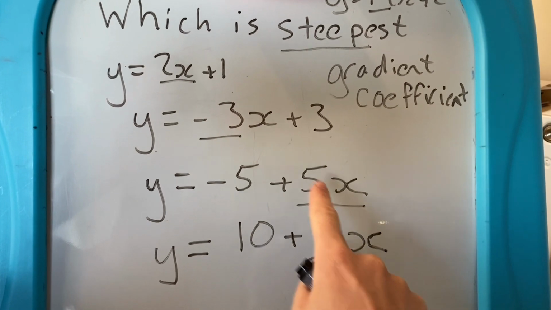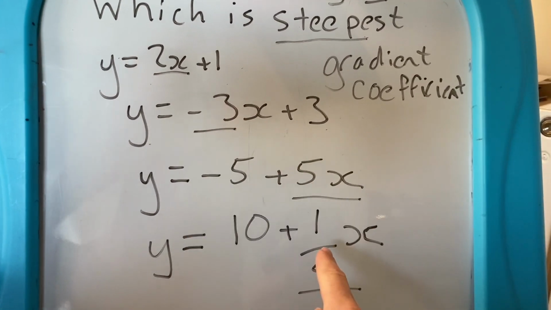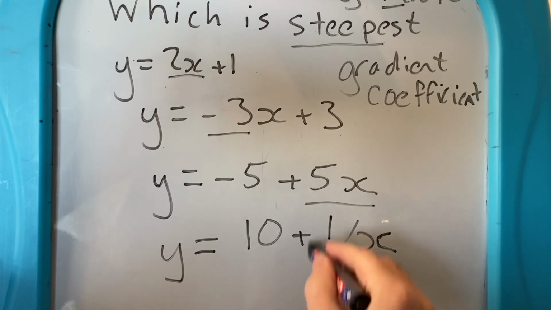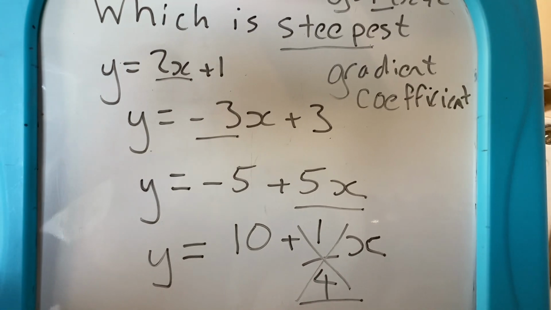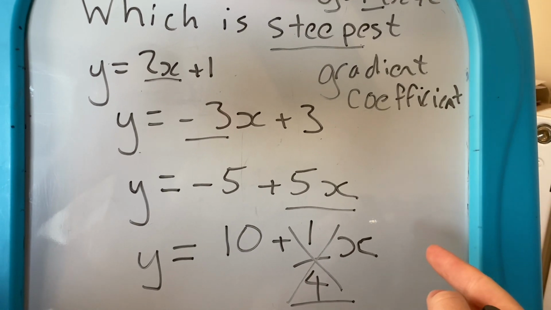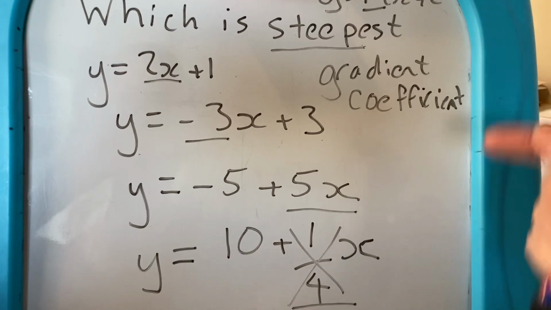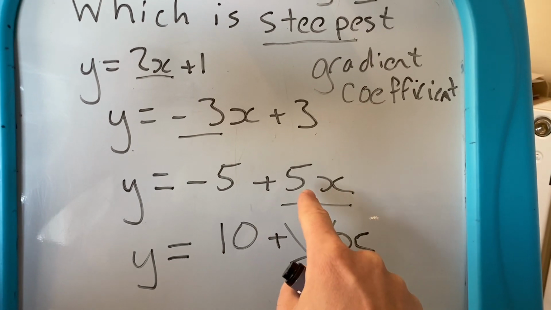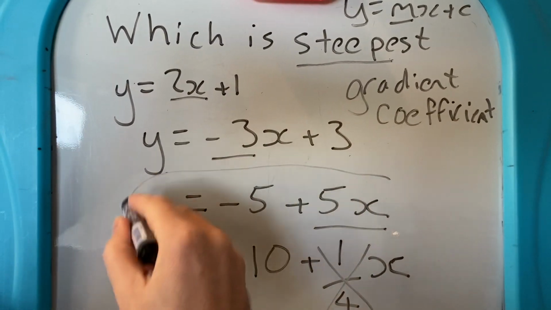But 5x is steeper than that, and it's definitely not a quarter x. That's quite a low value. So you think about every one step in the x direction, how much is it going up in the y direction? And the steepest there would be that one.